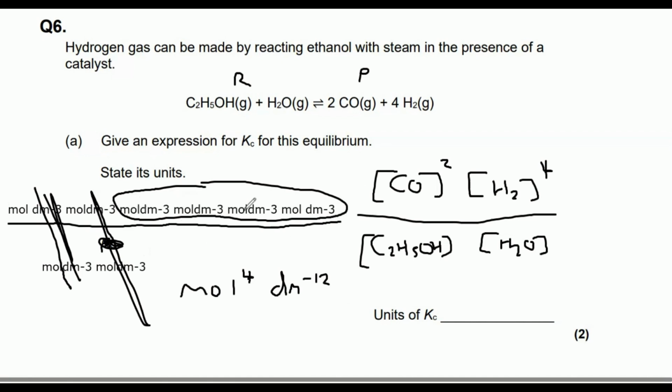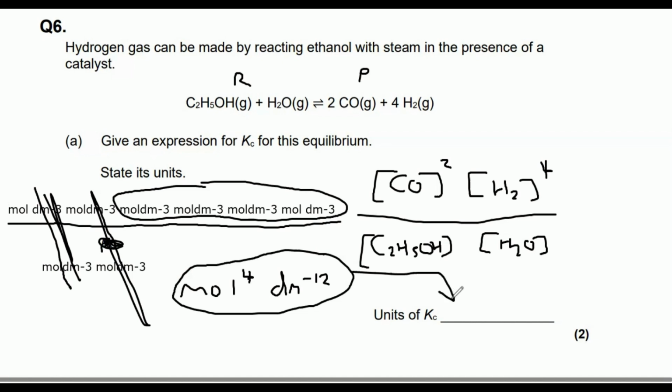With these, we just added them all up. We didn't reverse the sign. So mol became 4, dm became -12. The only time you reverse the sign when you're doing the units is when you are left with some units at the bottom on their own with the dividing line above them. Then you reverse the sign. And that's how we do the units of Kc.